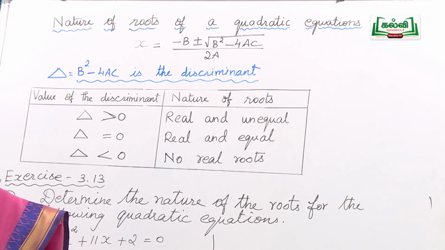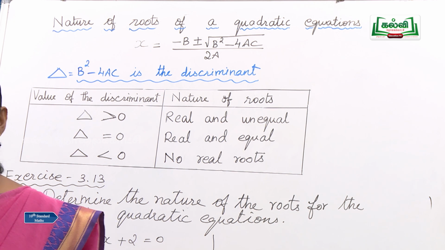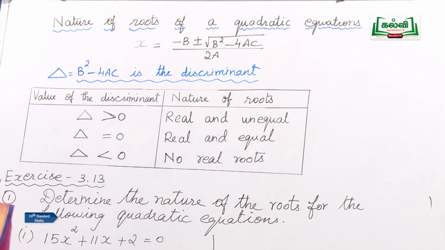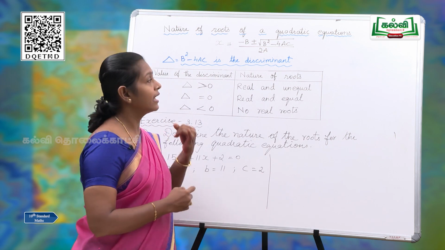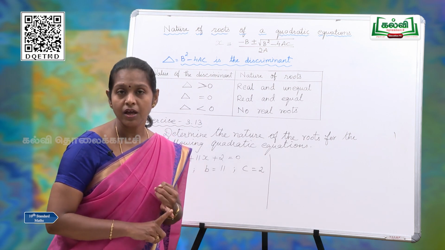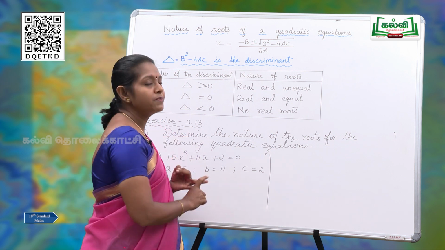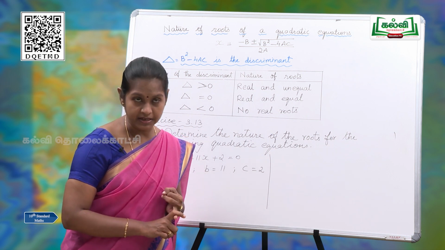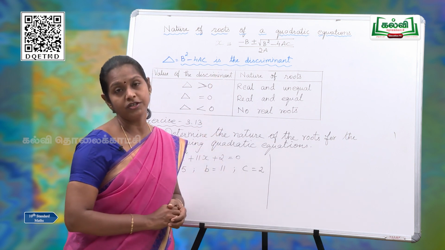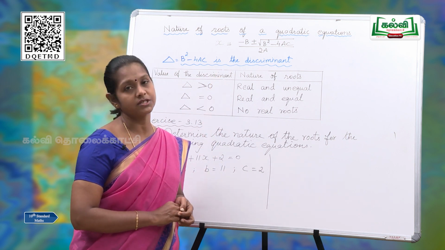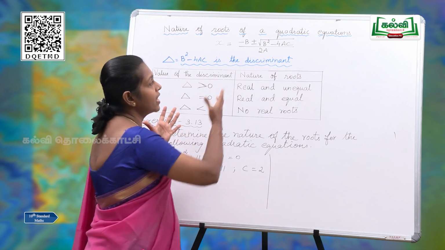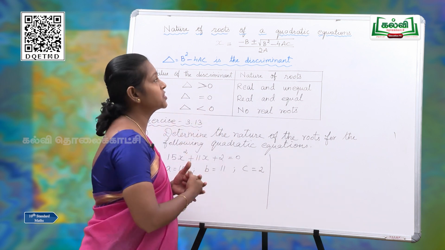Minus b plus or minus square root of b squared minus 4ac, by 2a. And you know very well about a, b, c. So, what is a? Coefficient of x squared. And what is b? Coefficient of x. And c? It is not the coefficient, it is the constant term. So, why have we taken this? What's special in that?